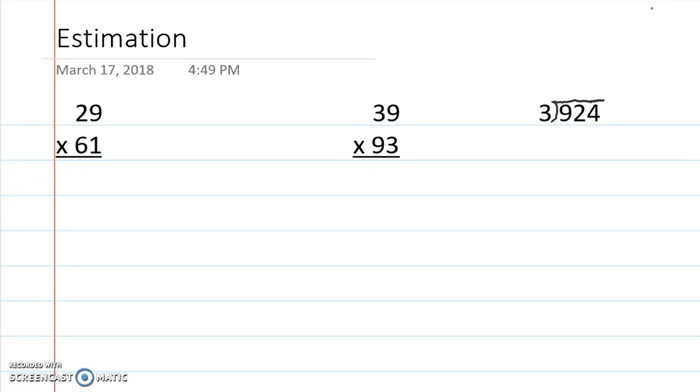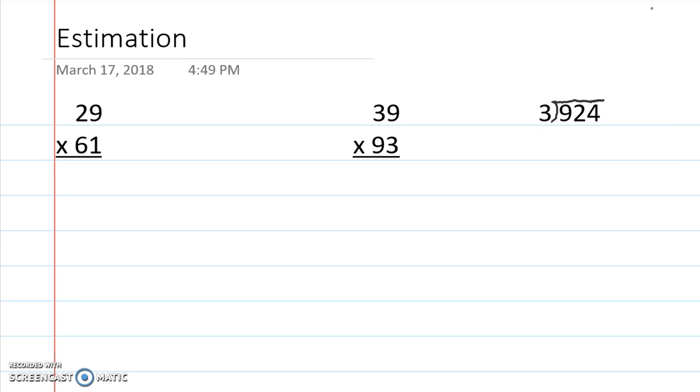Estimation is really important in day-to-day life, even when making purchases of any sort, or guessing how many people are in a class, or how many people are at a party. Estimation happens all the time.